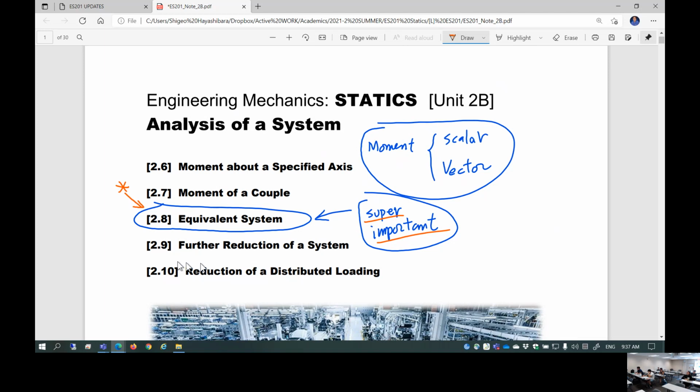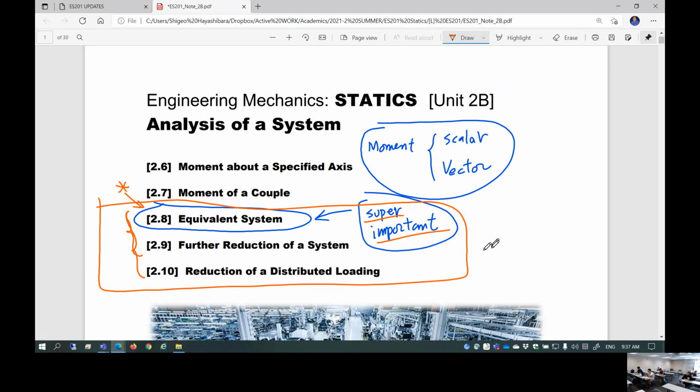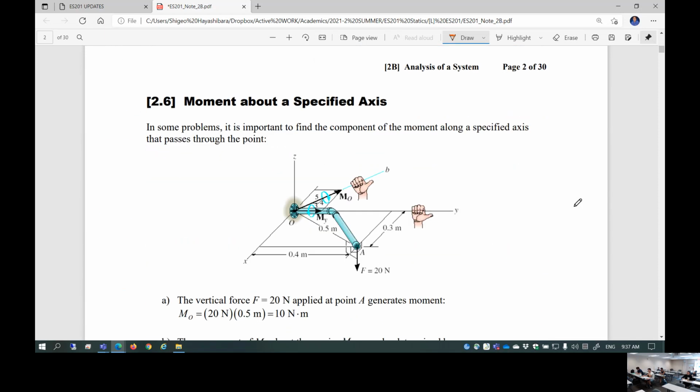Okay, 2.8, 2.9, those two. Reduction of a system means you're going to simplify it. Suppose something is applied, could be multiple forces, multiple moments. You're going to reduce it to a single resultant force and single resultant moment, applied at a single point. You need to have that. Oh, those three actually. Think of those as aerodynamics 0001. If you don't understand it, you will have a tough time. Let's move on. Next page.